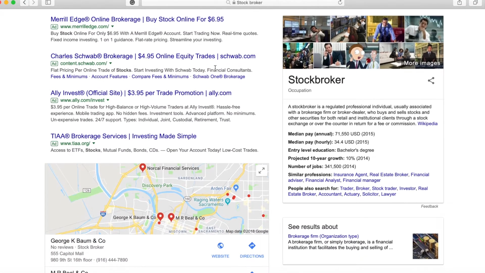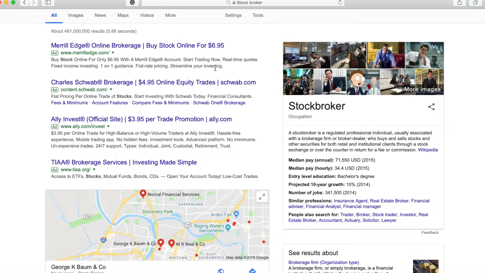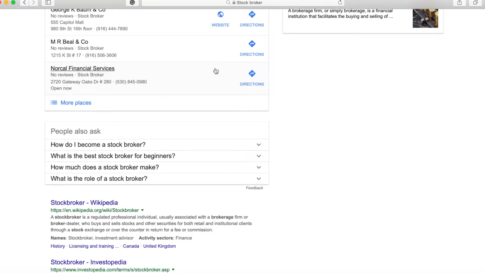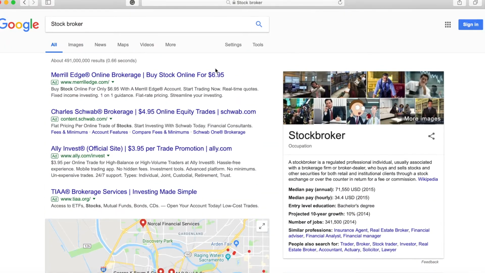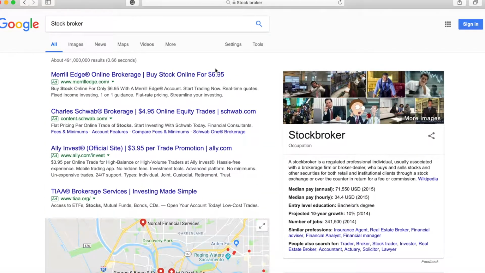So if that seems a little high for you, one of the things you can do is sign up with a place like Robinhood or something like that. That's going to give you free stock trading. However, you don't have the tools that you would have at a more full-fledged broker.